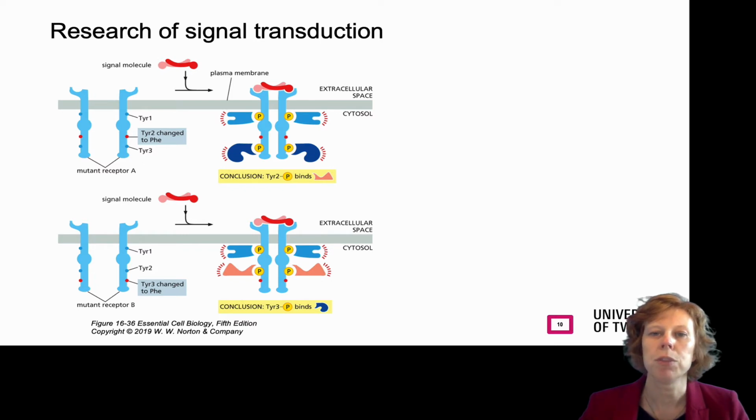As a result, the mutant receptors no longer bind to one of the intracellular signaling proteins. The loss of binding of the intracellular protein, or the cell's response, can then be used to determine which protein binds to that site. It is important that the mutant receptor is tested in a cell that does not have its own normal receptors for the signaling molecule.